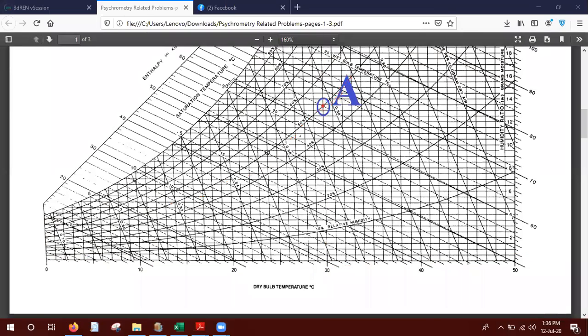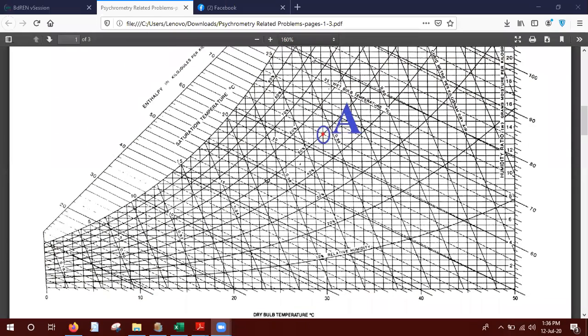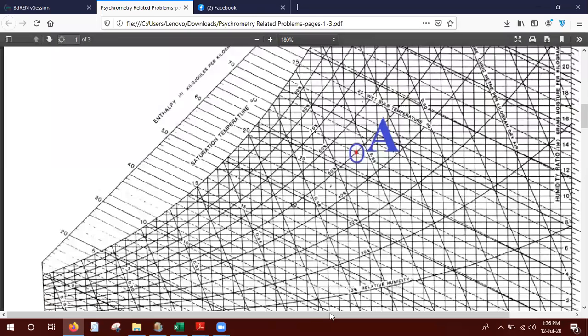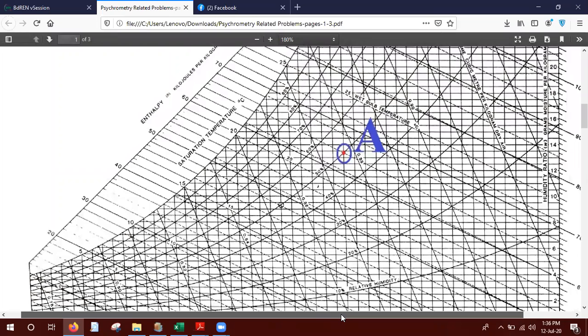Now we need to find the rest of the 5 parameters that are not given here. First we will find the wet bulb temperature. Let me make it much closer for your proper understanding. As I said in the last class also, there is only one dotted line throughout the whole psychrometric chart, and you also see the writing, 25, wet bulb temperature, degrees Celsius. That means the dotted lines are the wet bulb temperature lines. So we will find out on which dotted line our point is placed.